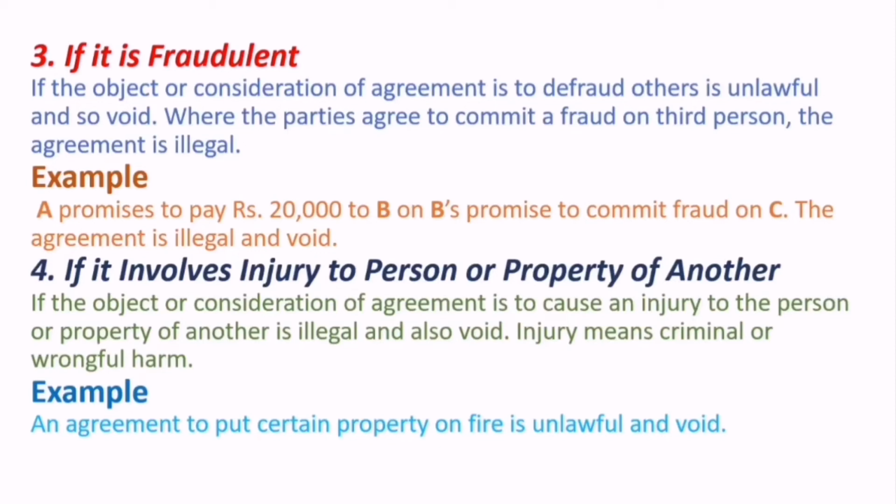The fourth one is if it involves injury to the person or property of another person. If the object or consideration of an agreement is to cause an injury to the person or property of another, it is illegal and also void. Injury here means criminal or wrongful harm. Example, students: an agreement to put certain property on fire is unlawful and void.